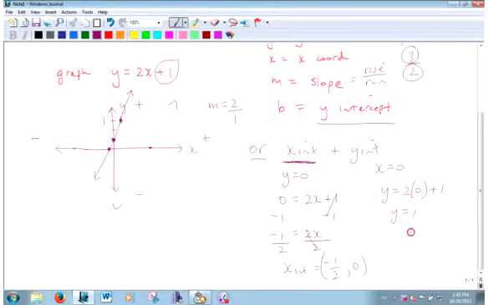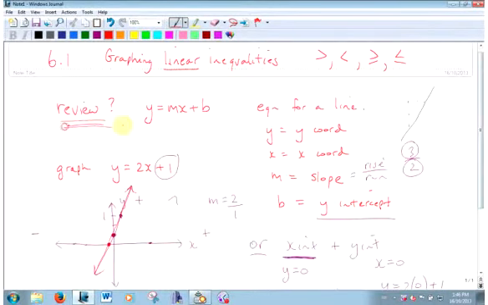Okay? So what are the coordinates? 0 and 1. There it is. So all you need to do a line is 2 points. If you just have the 2 intercepts, okay, that's how we're going to be graphing most of these things. Okay? Any questions so far? That is Math 10. Okay?